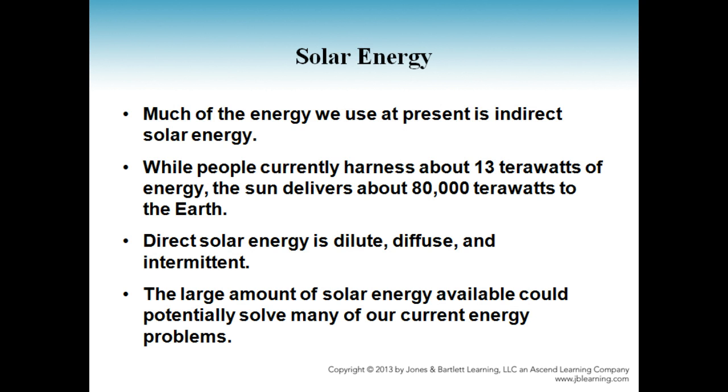Solar energy. Much of the energy we use at present is indirect solar energy. While people currently harness about 13 terawatts of the energy the sun delivers, about 80,000 terawatts reaches the Earth. Direct solar energy is dilute, diffuse, and intermittent. The large amount of solar energy available could potentially solve many of our current energy problems if we could somehow harness it.